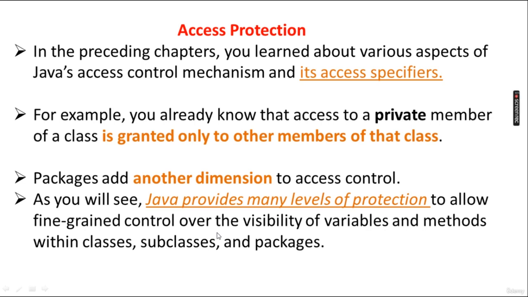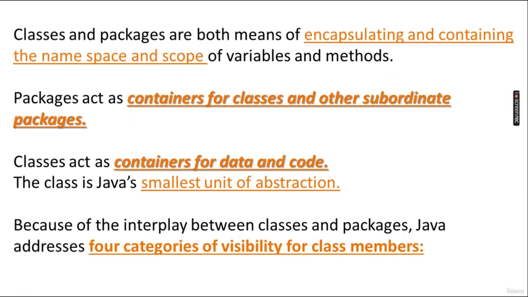As you will see, Java provides many levels of protection to allow fine-grained control over the visibility of variables and methods within classes, subclasses, and packages. Classes and packages are both means of encapsulating and containing the namespace and scope of variables and methods. So, what is the use of classes and packages? They are both important for encapsulating, meaning binding data and the operations that we are doing on that data, on the same object. It is binding together, containing the namespace and scope of variables and methods.